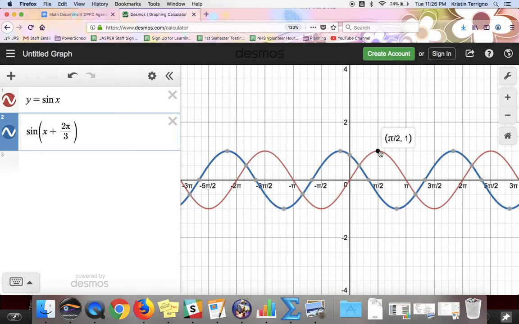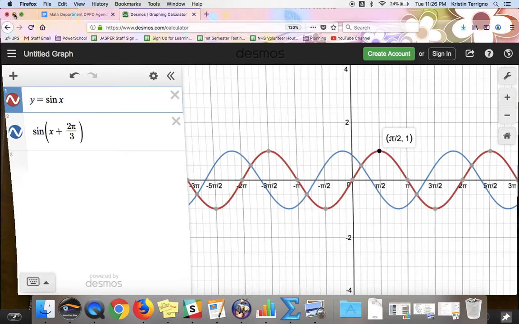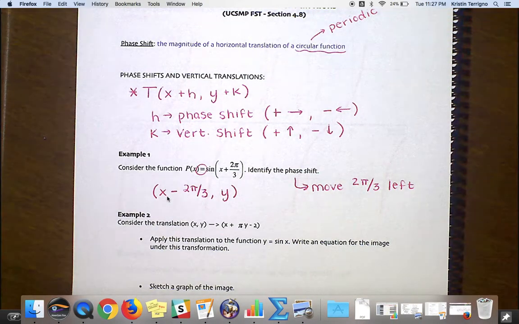Okay, and so I just took that red graph and dragged it. Well, that's not going to work, but I took that red graph and dragged it backwards, and it became the blue graph. Okay, so again, just wanted you to see visually what I was talking about is that I took all of my points and shifted them over by a value of 2 pi over 3. Okay? So back to our examples here.